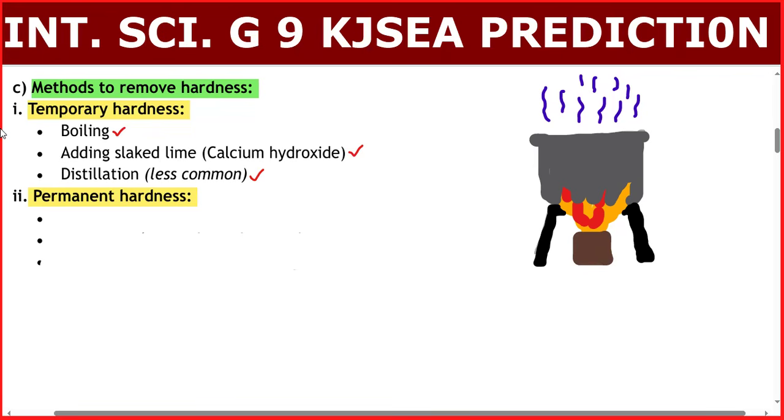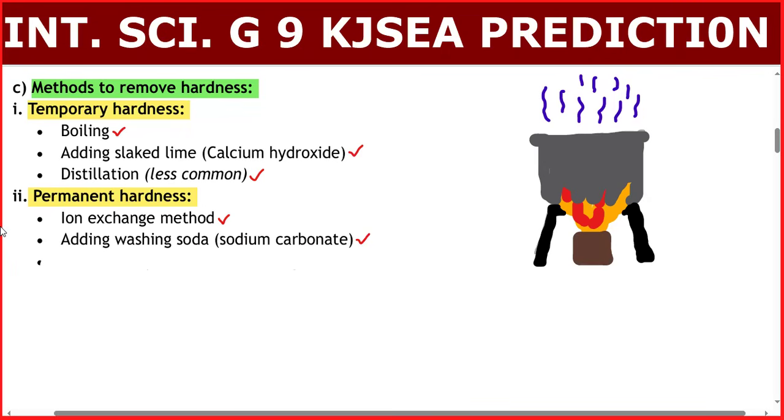Next question is, name methods of removing permanent water hardness. Permanent hardness. Yeah, this one you can just say ion exchange method. This is used in chemistry. You can also use addition of washing soda, that is sodium carbonate. Then we have another one which is called distillation. We have said this, it removes both types, that is temporary water hardness and permanent hardness.